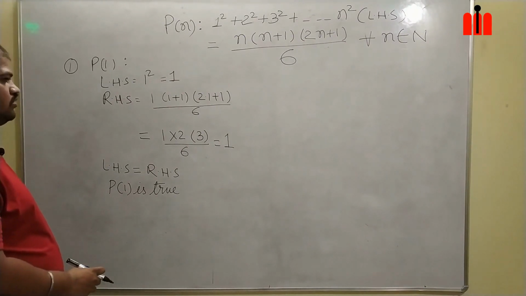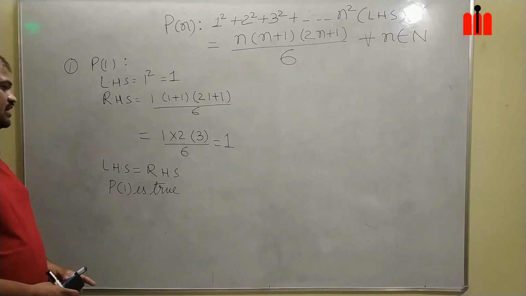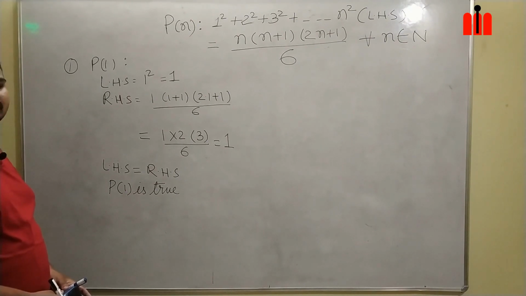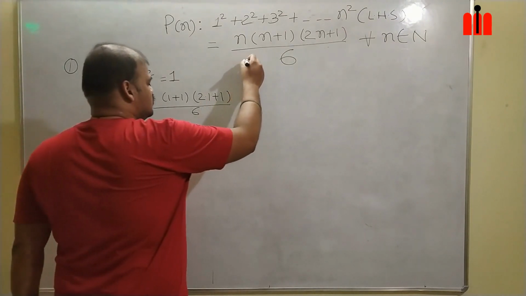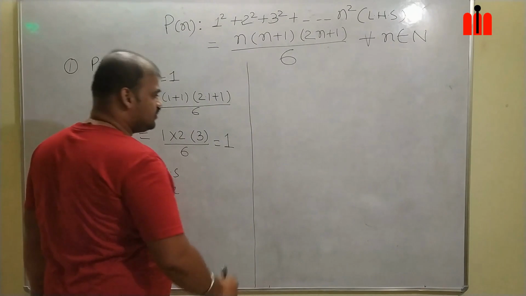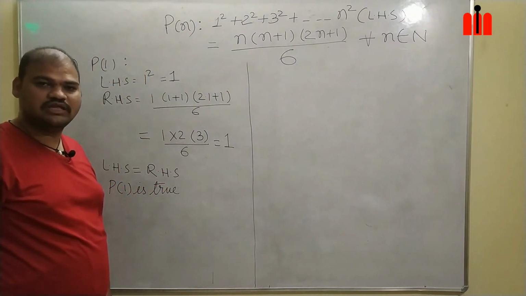Now, what is my next step? Once P1 is true, I have to assume that Pm is also true. What is the output of this step? With Pm is true, the output is we have to come up with the concrete statement.